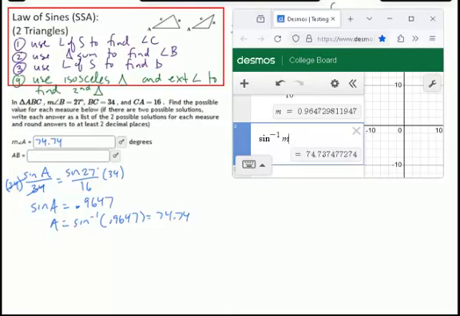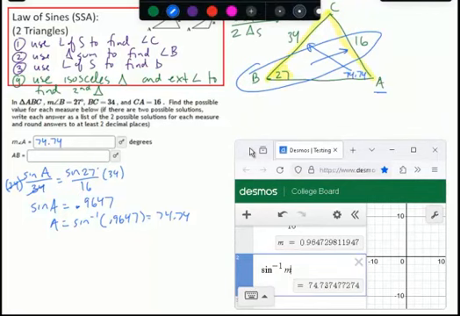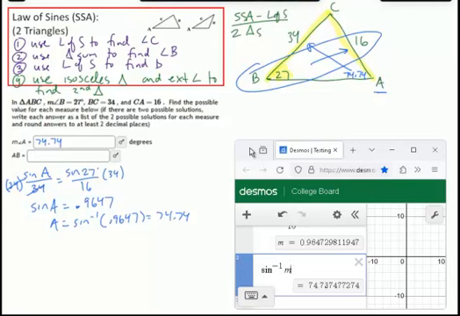Okay, so there's my first angle, and I'm going to go up here and label that 74.74. So there's my label. All right, move to the next piece of information, which is I can now use triangle sum to find C.